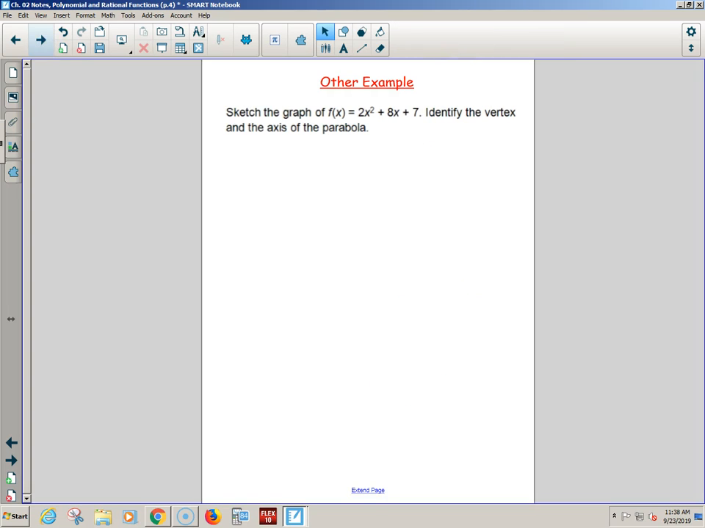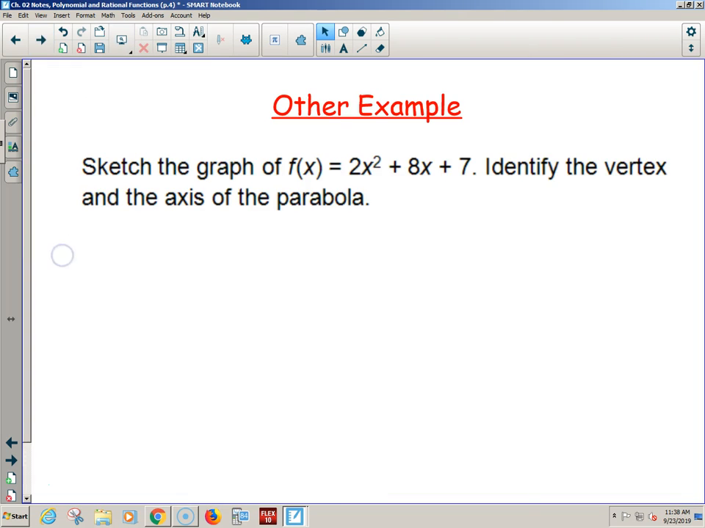What else do we have? So, what have you seen in homework? Ready, set, pause on the worksheet. Let's make sure we're good for homework. Top priority, right? Identify the vertex and the axis of the parabola. And sketch.